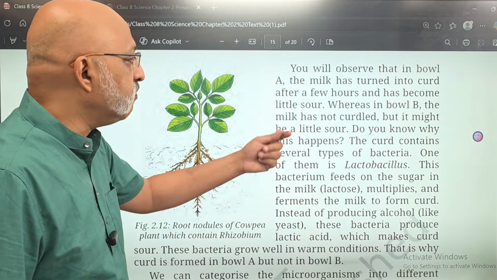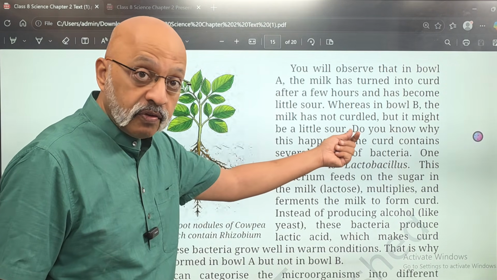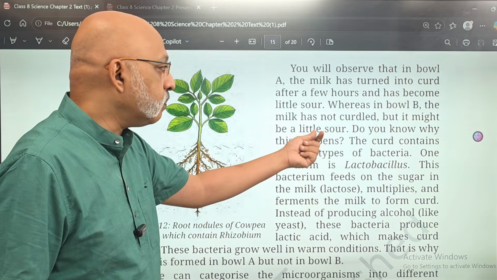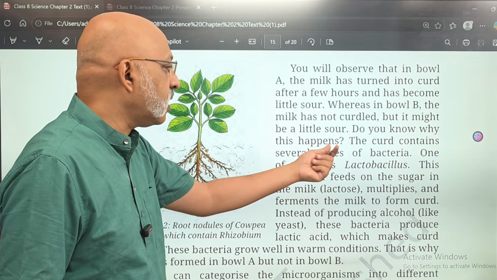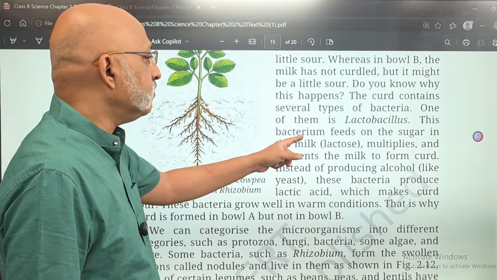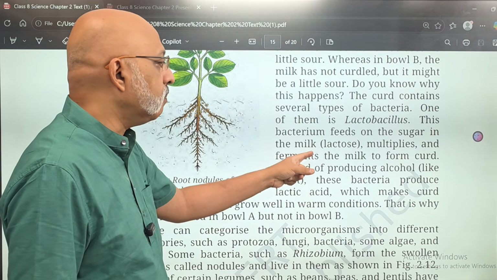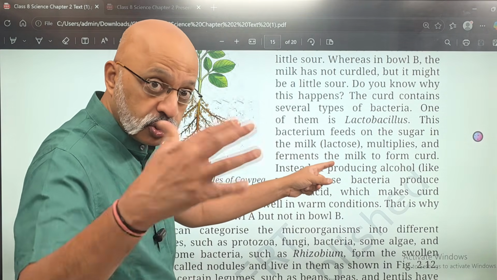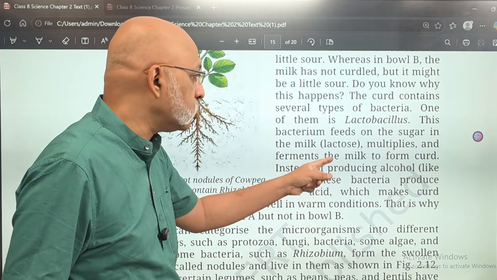Whereas in bowl B, which has the milk that has not been converted into curd, it might be a little sour. Do you know why this happens? The curd contains different types of bacteria. One of them is lactobacillus. This bacterium feeds on the sugar in the milk, which is lactose. Okay, the sugar which is there in the milk is called lactose.